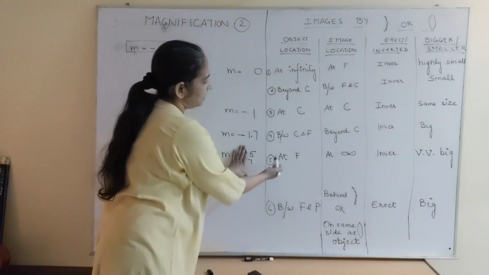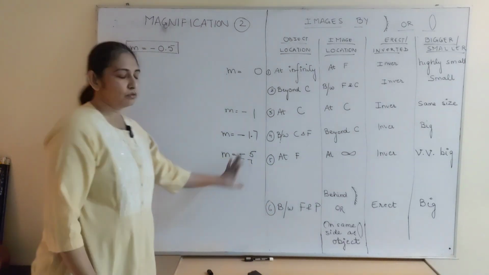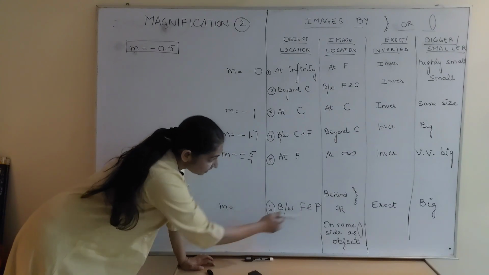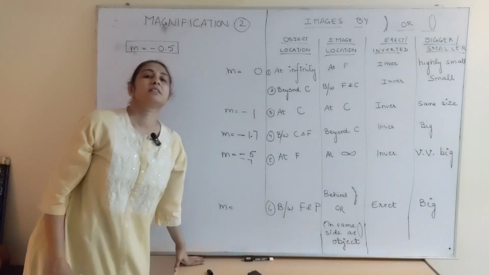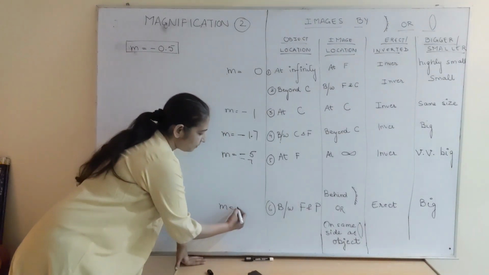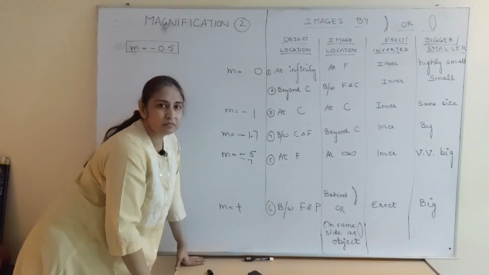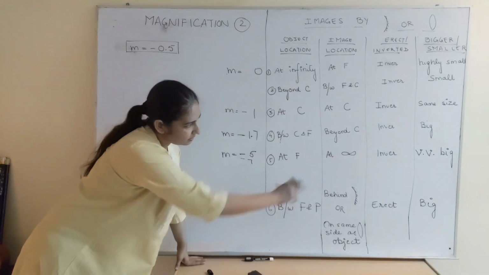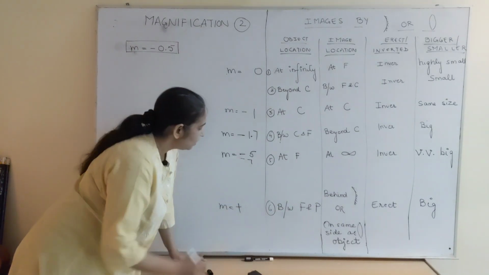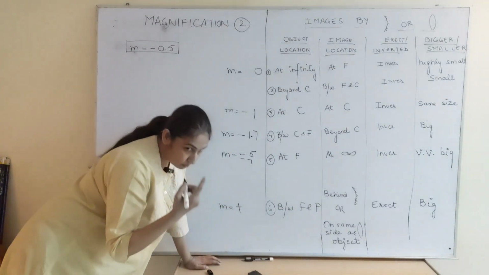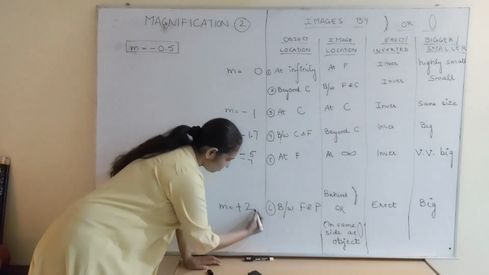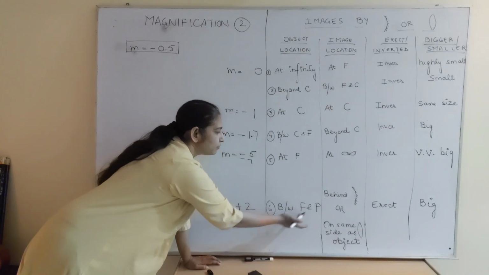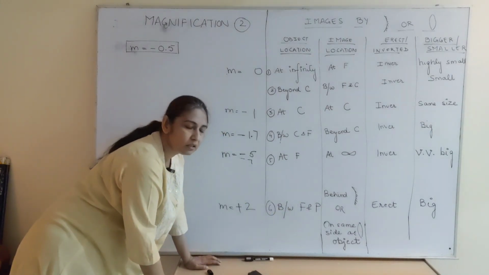highly magnified, and the object has focus. Here what will happen? The image is erect. Erect means, what was the sign of m? Positive. The image is upright, positive. And it is enlarged, it's big, it's magnified. So the value will be more than 1, maybe it is 2. So if you have a number like this, the object is definitely between focus and pole.